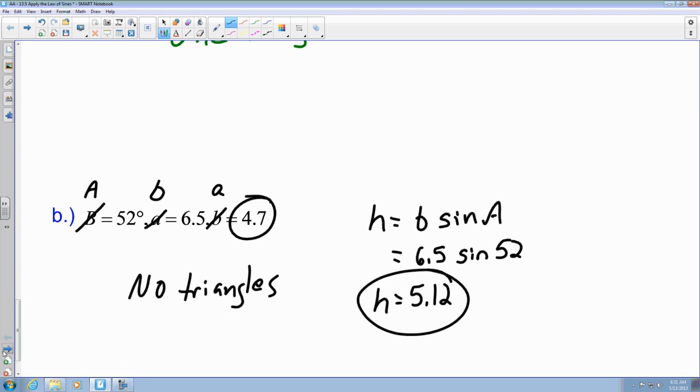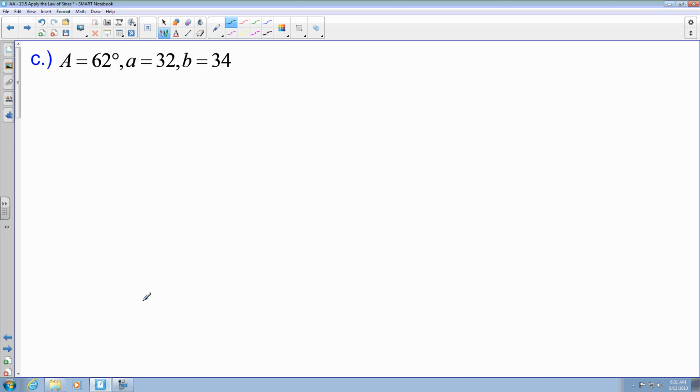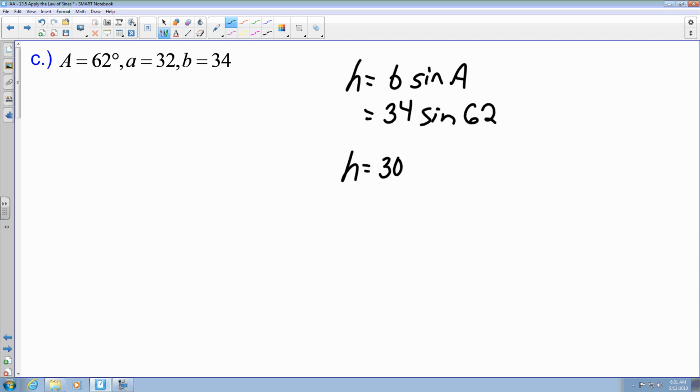All right. Looking at example C, I have A being an acute angle, so that means I have to find what H is. So H here is going to be B times the sine of angle A, which means that I'm going to have 34 times the sine of 62. So the sine of 62 multiplied by 34 equals, so H in this case is going to be 30.02.